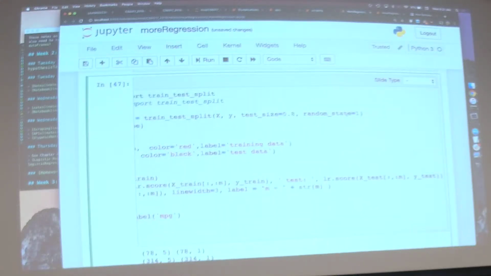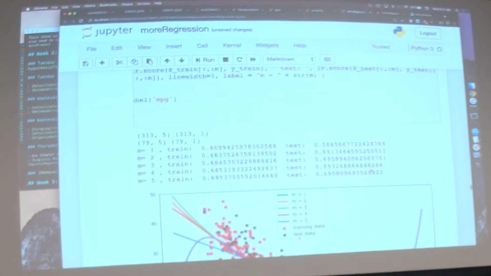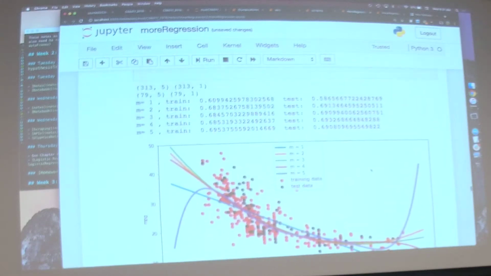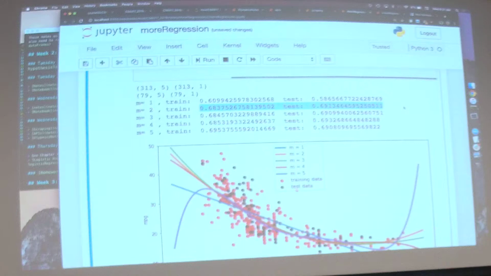If we went really far the other way, here we still see this drop off in the testing set accuracy when we go from quadratic to cubic. So even with most of our data going to training, we can still see this drop off.